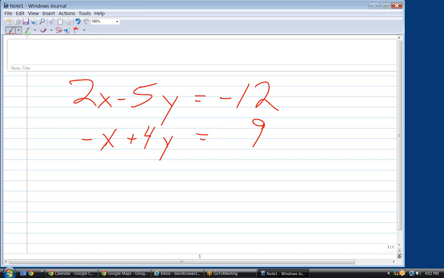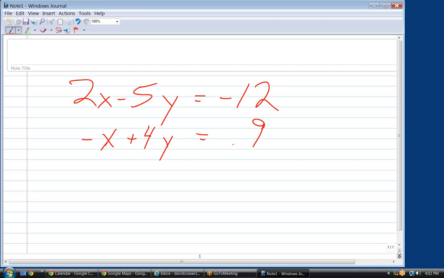The other thing about this problem is they're both in standard format. I mean, they're not in y equals mx plus b format. They're in standard format, where you have your x and your y on the left side, and the number on the right. Whenever they're in this format, you want to solve them by elimination. Remember the two methods? Elimination and substitution. Use elimination when they are both in standard format.